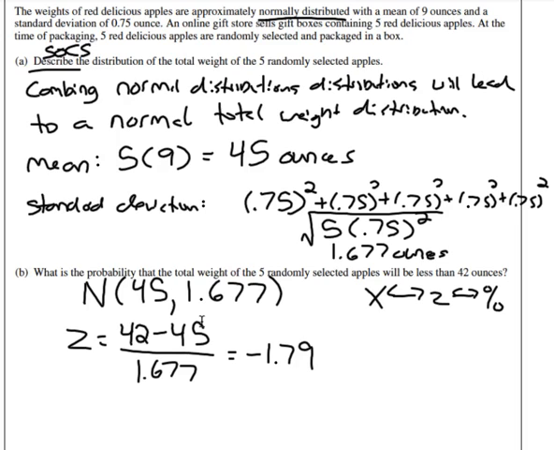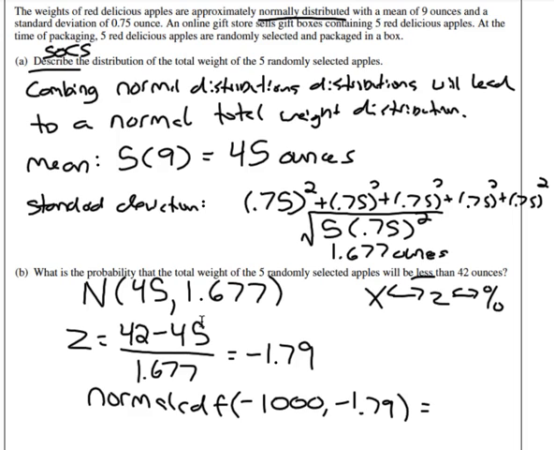All right, and we're talking about less than, right? So when we plug this in to normal CDF, we're going to be starting negative and going up to that z-score. So I'm going to start at negative 1,000 up to negative 1.79, and we're going to get a probability of about 0.0367. So under a 4% chance that the total weight is going to be below 42 ounces.